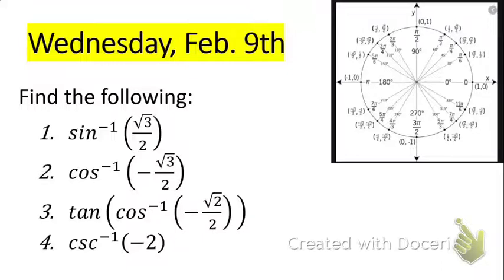So remember, sine is your y value. So the angle that has a y value of square root of 3 over 2 is right here. So that is my answer to number 1.